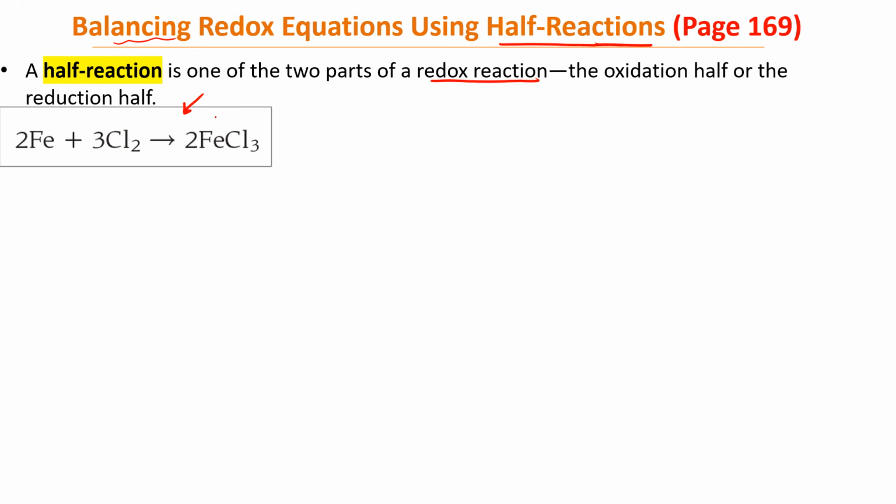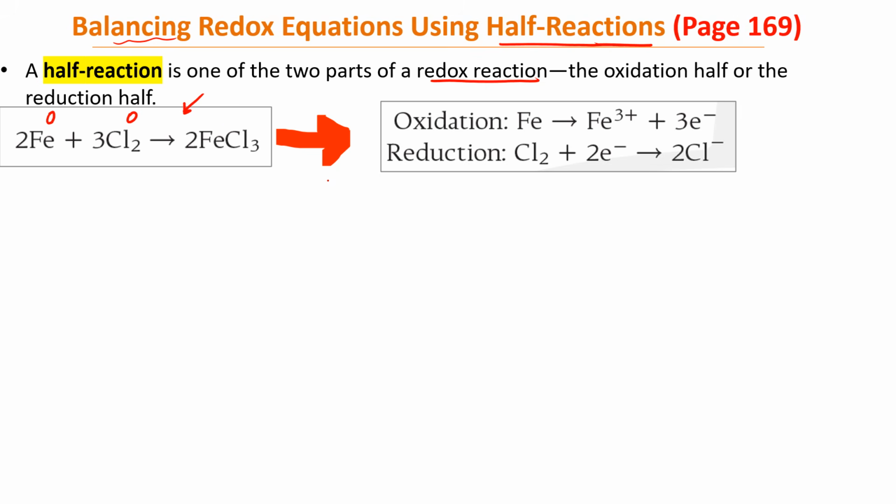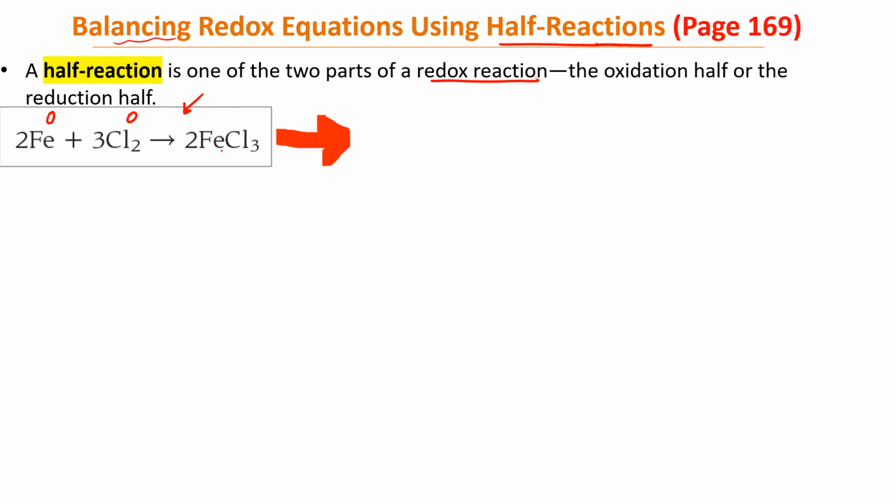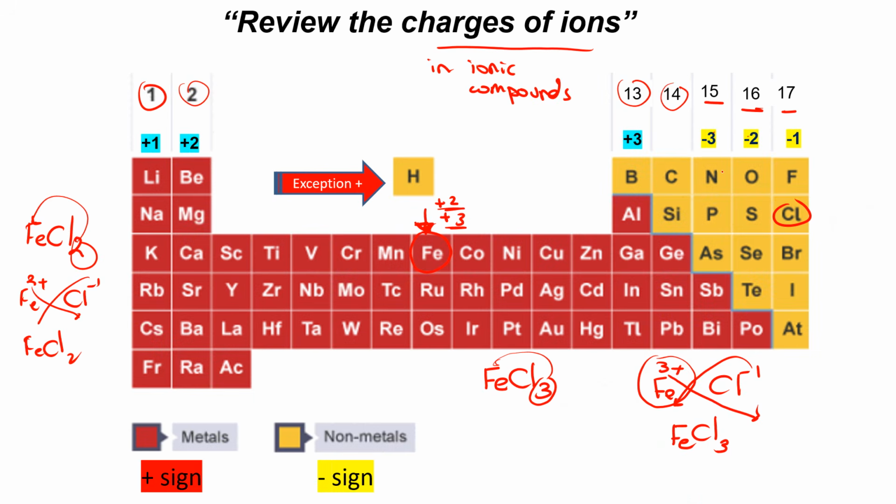Okay, so we can break this into two parts. The oxidation number here is 0. The charge is 0, remember from section 1. Now in here, because this is an ionic compound, the charge of Fe is +3 and the charge of Cl is -1. How did we know? Because Cl is in group 17, so its charge is -1. Since its charge is -1, the 3 below is the charge of Fe.